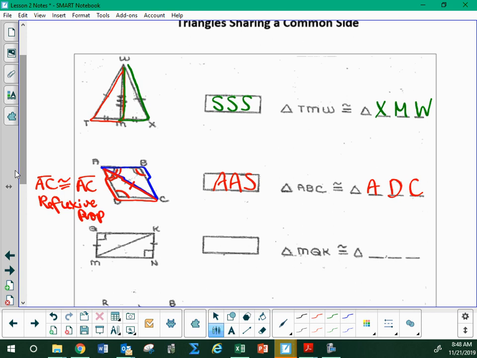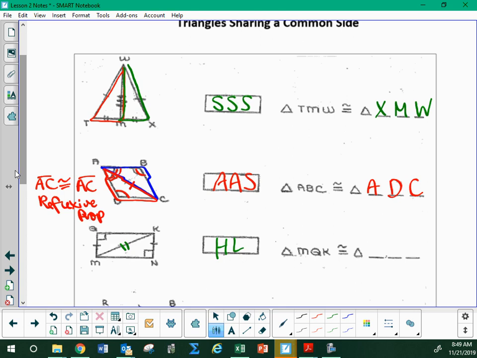All right. How about our next one? Oh, looky there. MK is congruent to itself. Can I say these triangles are congruent? Side, angle... Oh, yeah. HL, good. We have a right triangle. Hypotenuse, yep. Legs. Good.